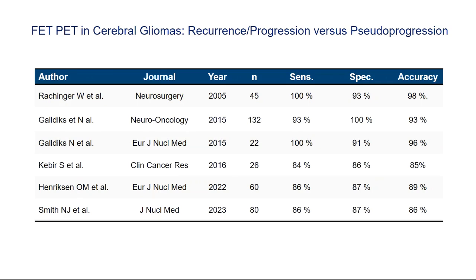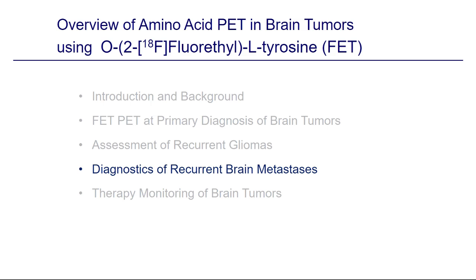Meanwhile, a number of studies have investigated the diagnostic accuracy of FET PET in the differentiation of tumor recurrences and post-therapeutic changes in cerebral gliomas. High accuracy was consistently reported in the range of 80 to 90%, which is clearly superior to conventional MRI. Another area of growing clinical importance for FET PET is the differentiation of tumor recurrence from therapy-related changes in patients with brain metastases.